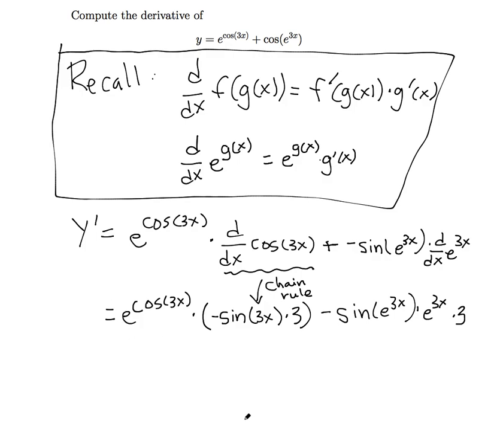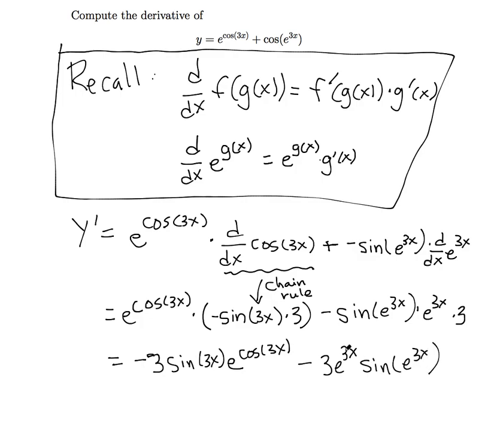All right, so I can leave my answer like this, or if you really want to simplify, let's see, how could we rearrange this so it will look nicer. If I put the minus sign out in front and write minus 3 sine of 3x, I'm just changing the order around to make it look nicer. So negative 3 sine of 3x times e to the cosine of 3x, and then minus 3 e to the 3x times sine of e to the 3x. Okay, so either one is an okay final answer.